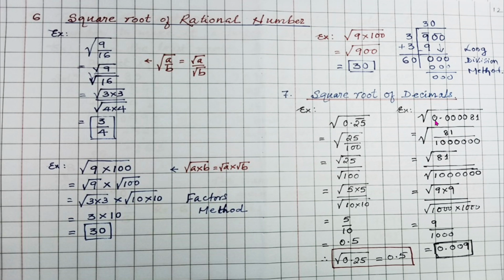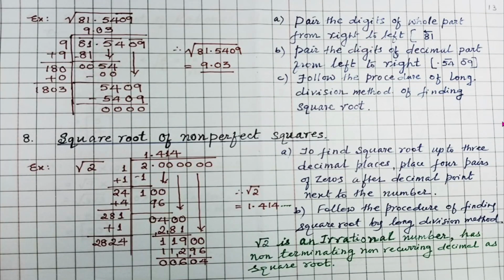Remember that. Now the next example is square root of 0.000081, and that can be converted into a fraction, that is a rational number, that is 81 by 1 followed by 6 zeros, and square root of that. Now for that we can find out square root of 81 and square root of 1 followed by 6 zeros. Square root of 81, as you know, is 9. Square root of 1 followed by 6 zeros becomes 1000. 9 by 1000 is 0.009. Therefore, the square root of the given decimal number 0.000081 is 0.009. Remember that.